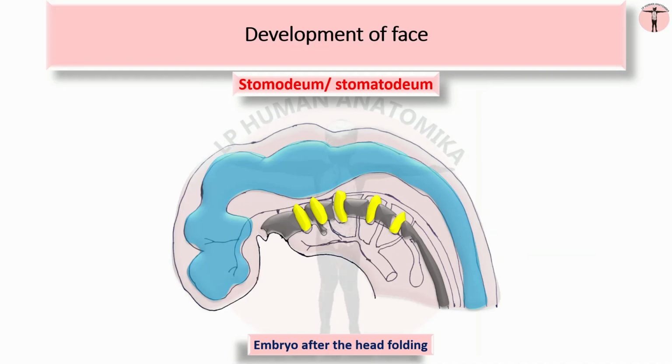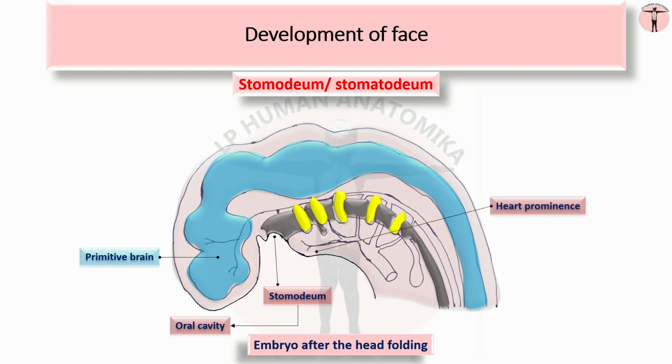During the fourth week after formation of head fold, two prominent bulgings appear on the ventral aspect of the embryo, separated by the depression, stomodium or stomatodium. Stomodium is the surface depression formed by ectoderm near the cranial folding of the embryo, which develops into the oral cavity. Cranially is the developing or primitive brain, and caudal to the stomodium is the pericardial bulge or the heart prominence. The floor of stomodium is formed by the buccopharyngeal membrane, which separates the stomodium from the primitive pharynx.